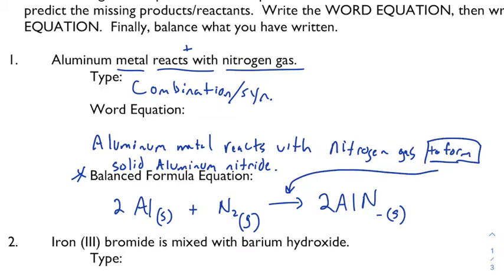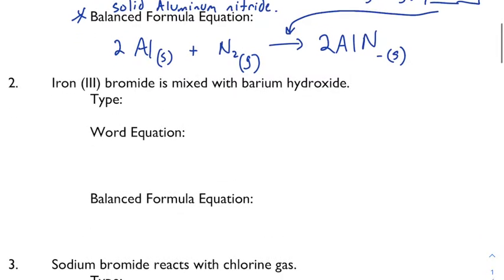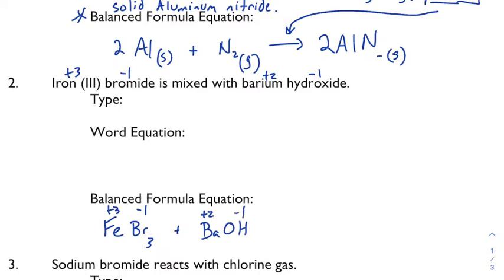All right. Moving on. Here we have iron 3 bromide is mixed with barium hydroxide. So start with the formula again. So iron 3 is iron +3. Bromide is bromine, so it's -1. So we have Fe +3, Br -1. So this formula is FeBr3, and it's mixed with barium hydroxide. Barium is +2, hydroxide is -1. Remember, hydroxide is OH, so +2 -1. So this becomes Ba(OH)2.